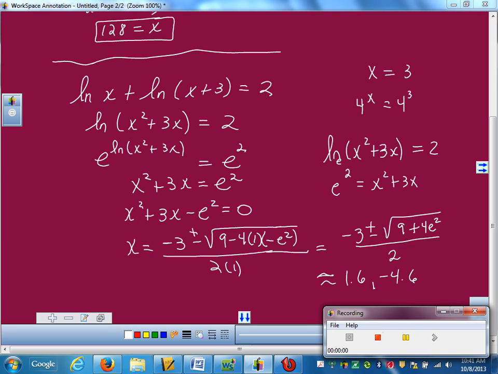We haven't checked our answer yet. We got a positive 1.6 and a negative 4.6. But you can't have the natural log of a negative 4.6, so that one would be out of there.